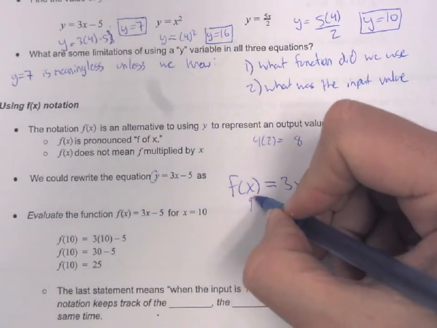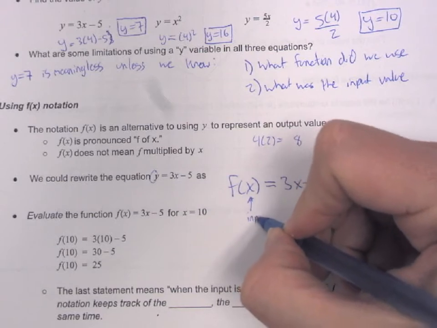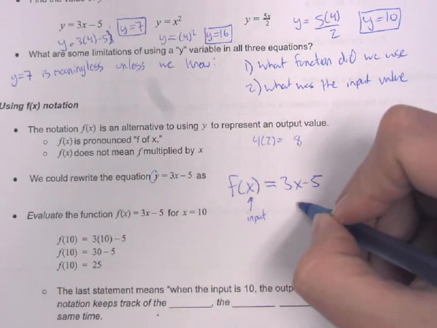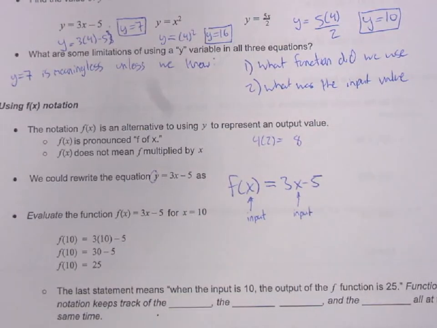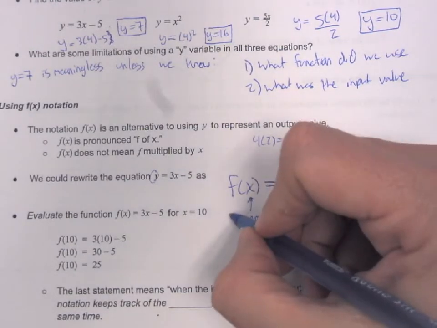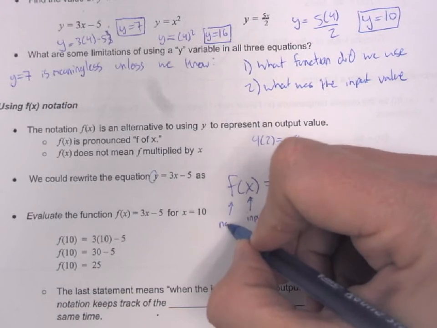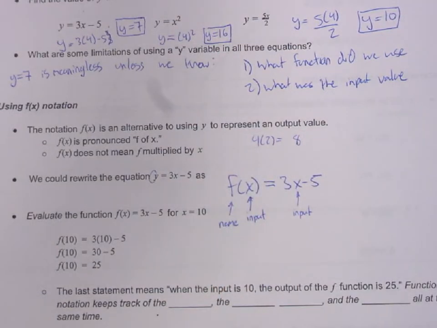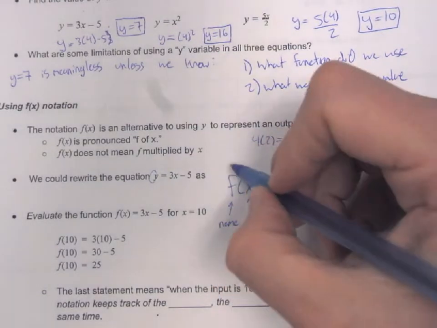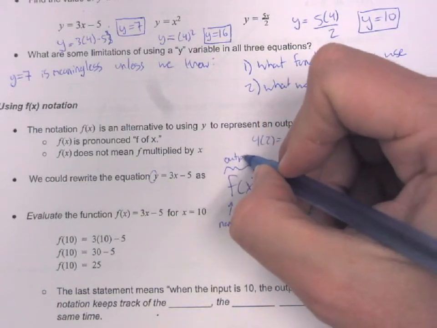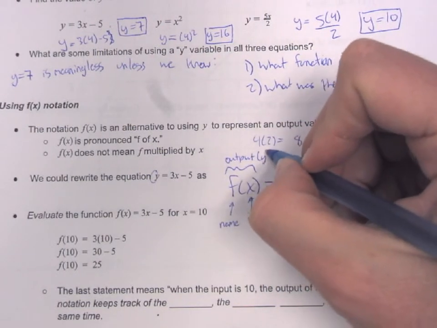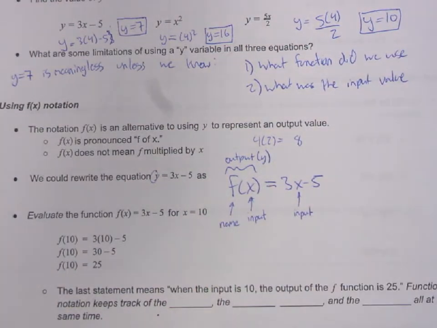This right here represents the input value, and so does this. So x is the input. The letter f is what we name the function. We give it a letter name. This right here represents the output. It's kind of like a y value. The whole thing, f of x together, represents the output.